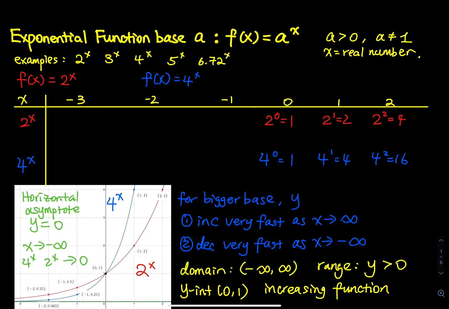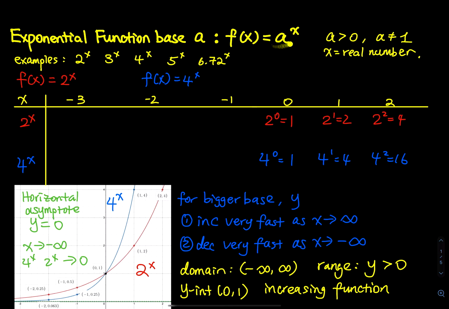Exponential function base a: the function is f of x equals a raised to the x power. Do you still remember that before we introduced exponential functions, the functions I usually used were x raised to the second power, x raised to the third power, fourth power, or the square root of x? So in the past, we had x as the base, and the exponent was a real number. Let's say x squared: the base is a variable, the exponent is a real number.